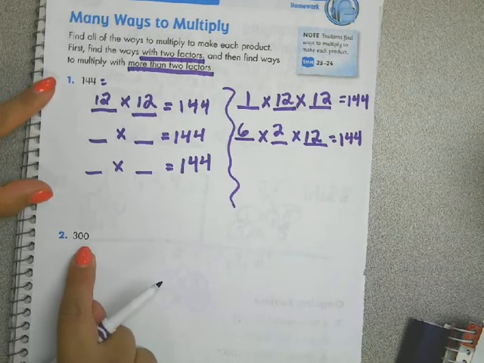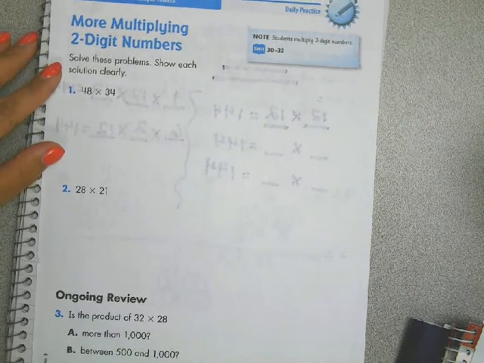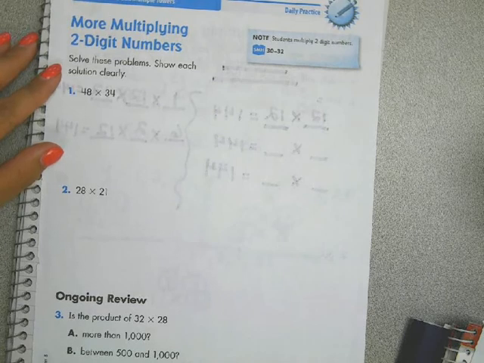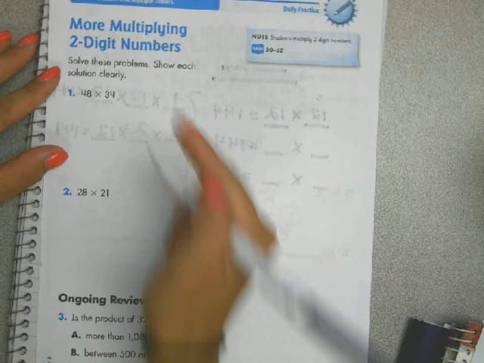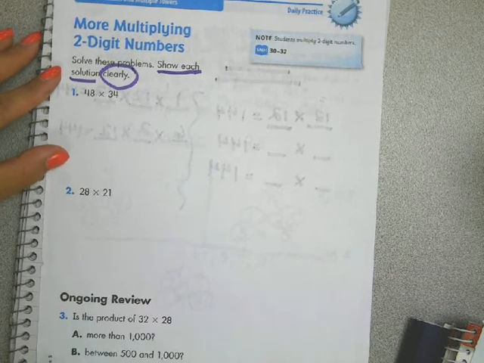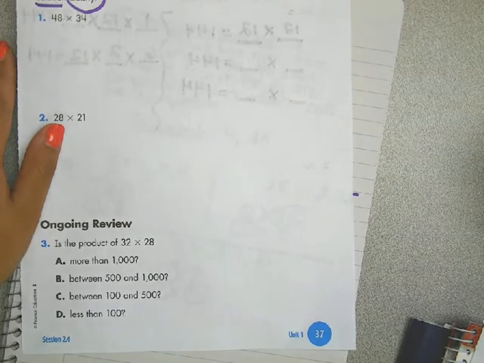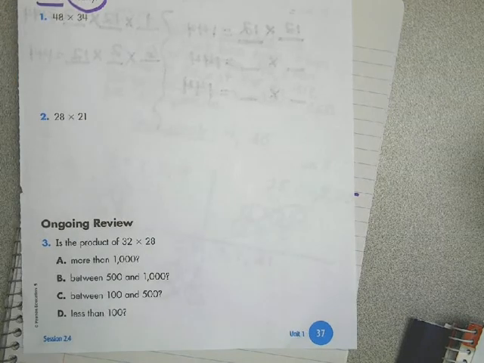That would work for over here, wouldn't it? 6 times 6 is 36 times 12. I think that's going to be more than 144. Kaylee's got it. 6 times 2 is 12, and we know 12 times what is 144? 12 times 12. It's as many as you can find, guys.